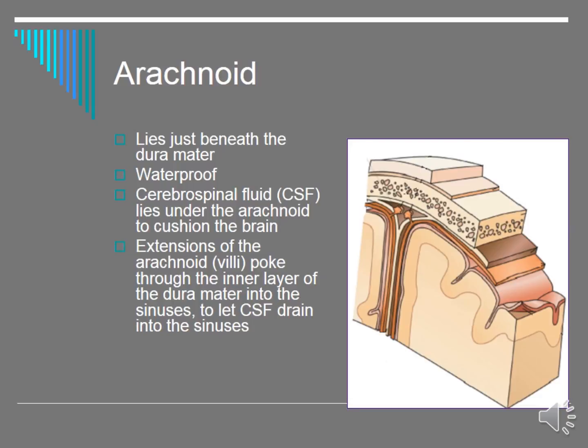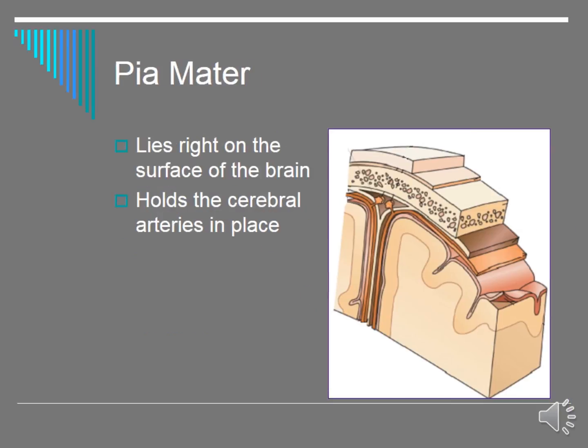Okay, so far we have now the skull, which is the ultimate protection. Then you have the dura mater, subdural space, arachnoid layer, subarachnoid space, and then the innermost layer is the pia mater. It lies right on the surface of the brain, and it holds the cerebral arteries in place. So that is the pinkish layer that is actually flipped up there on the right bottom side.